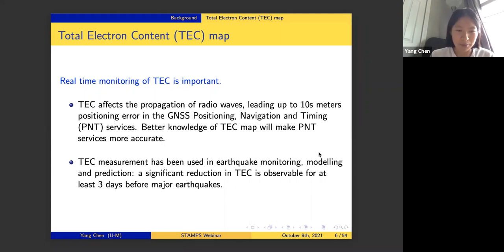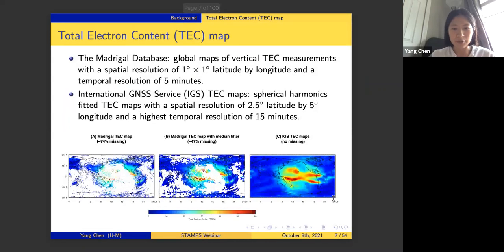Also, sometimes the total electron content measurement is used in earthquake monitoring, modeling, and prediction. Typically people say a significant reduction in the TEC value is observable for at least 3 days before major earthquakes. That's why we do want to have very good, high-resolution, real-time monitoring of the TEC maps across the globe. So that's the scientific motivation.